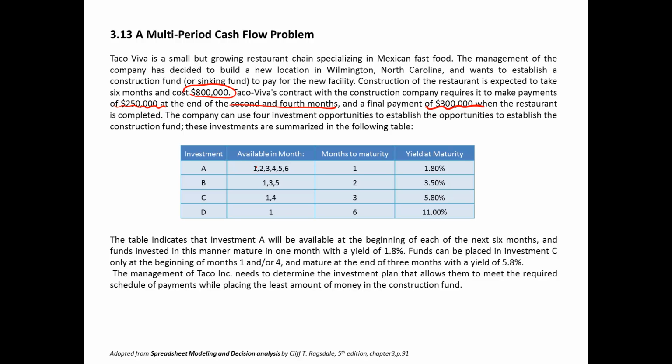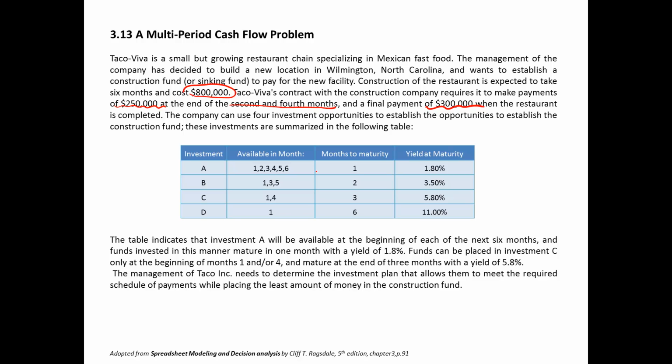For example, investment A is available every month, and it matures every month too. So you invest at the beginning of this month, and you get the principal plus 1.8% interest at the end of this month. Then with this much money, you can reinvest in A again because it's available immediately. Similar to B. B matures every 2 months.